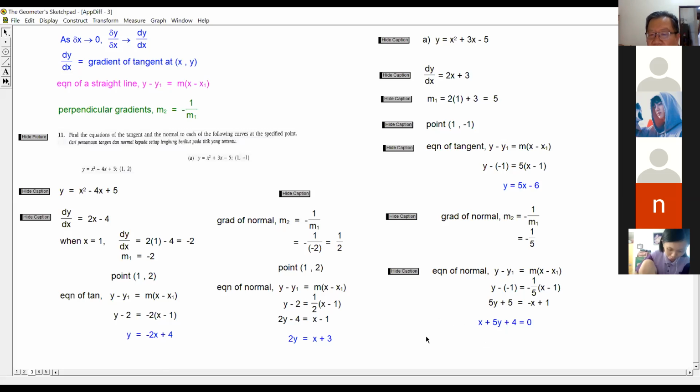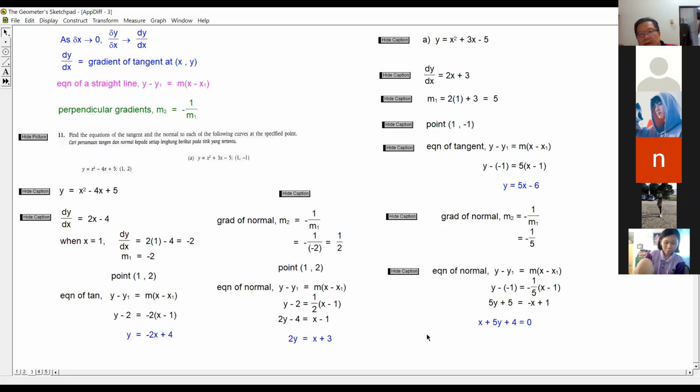Any question before I move on to the next example? Salwa, got question, sir, or not? Yes. What if the question asks for parallel lines? Parallel to the normal and so on. That one is the reverse. They give you the gradient, you find the point.